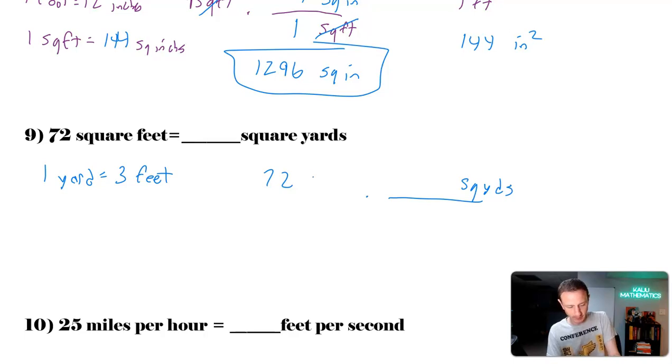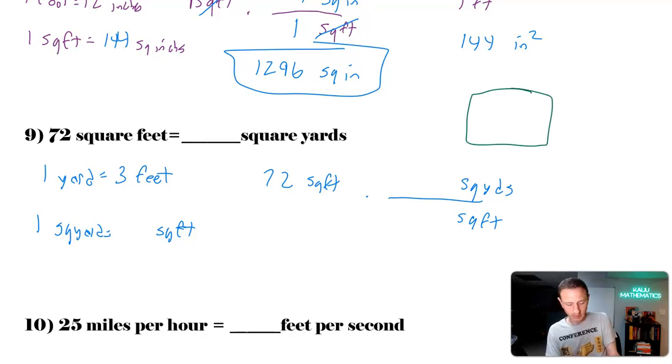Okay, so that's what we got to think about. So I'm in square feet, and I just need to know how many square feet is 1 square yard equal to. So let's do the same exercise as we just did with the inches and feet. So we know 1 yard is equal to 3 feet. So if I have a 1 by 1 yard square here, the area is 1 square yard.